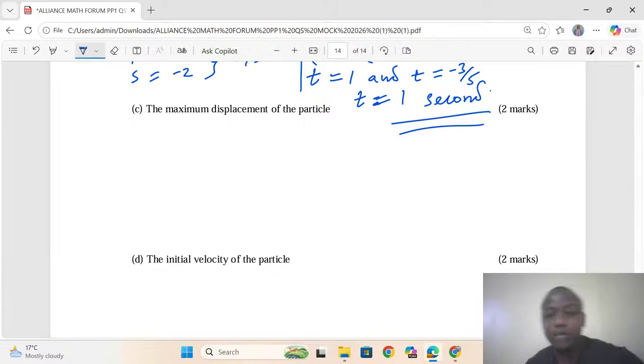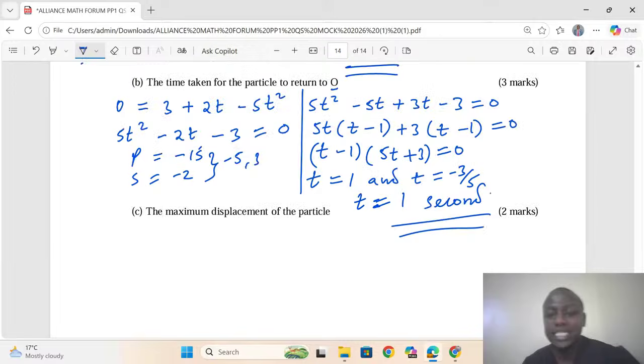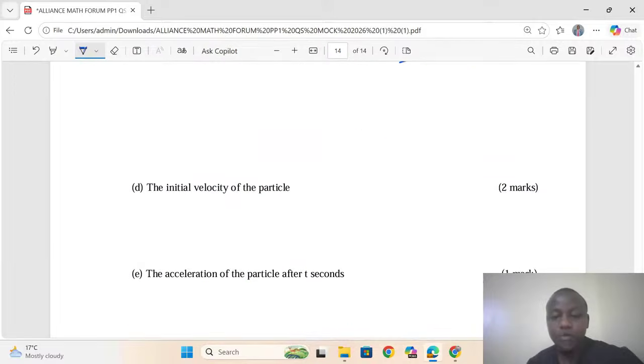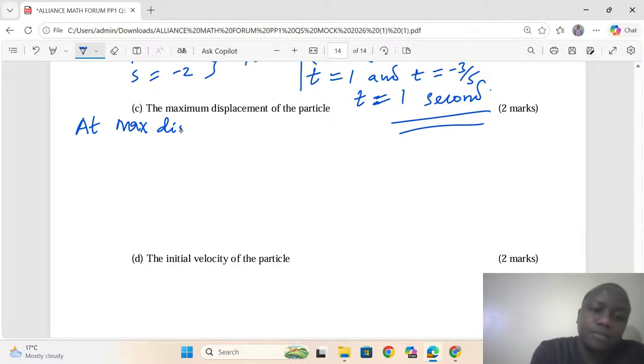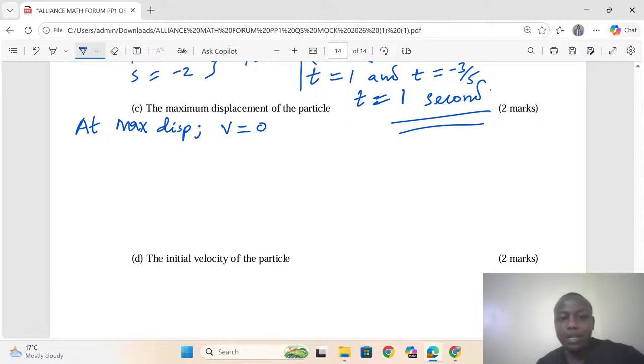Then part C of the same question, guys. In part C, we are told to find the maximum displacement of the particle. At maximum displacement, we say velocity equals 0. By the time a particle reaches maximum height, it has a velocity of 0. After the maximum, it starts coming down.